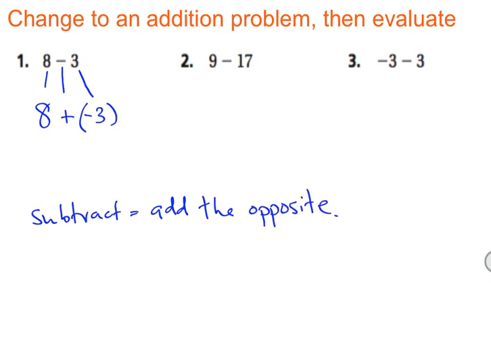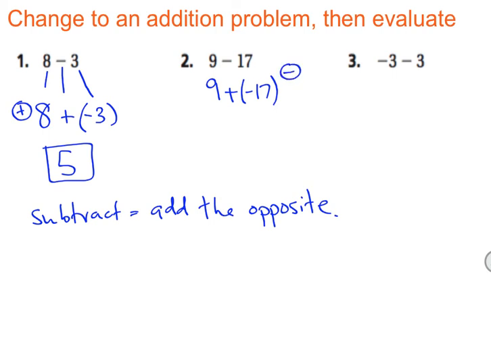Okay? In this case, 8's bigger, so the positives win. 8 minus 3 is 5. So positive 5. Okay, 9 minus 17 would be rewritten as 9 plus negative 17. And in this case, the negatives win. And 17 minus 9 is 8, so it is negative 8.